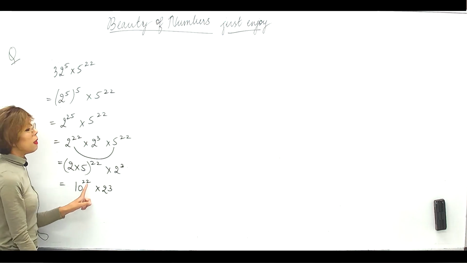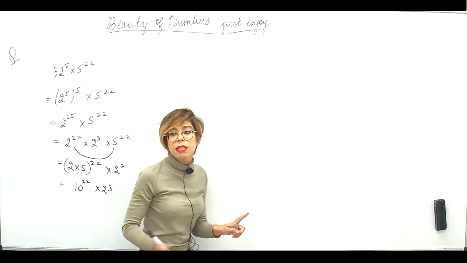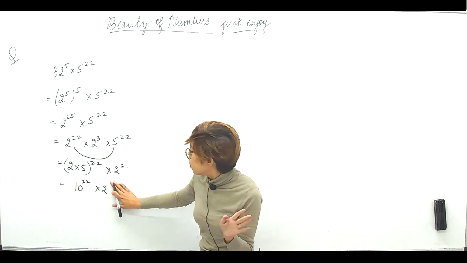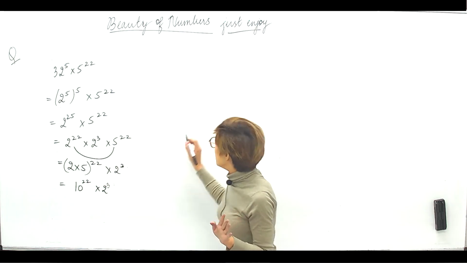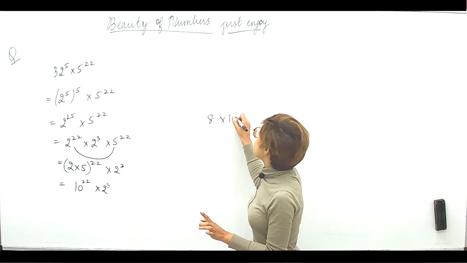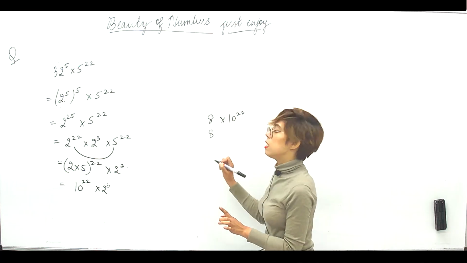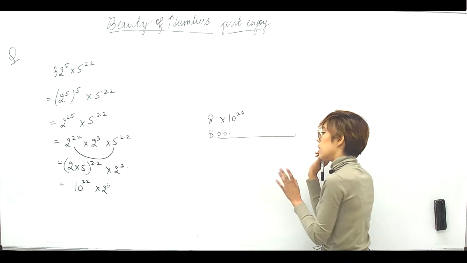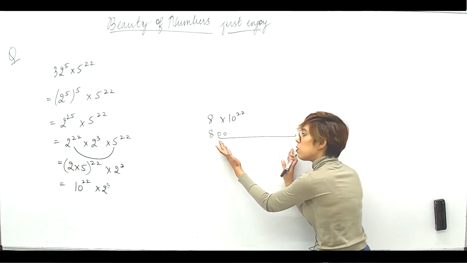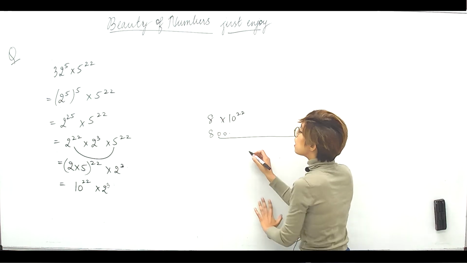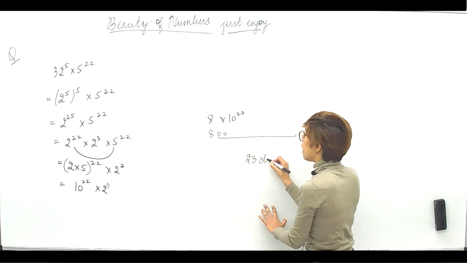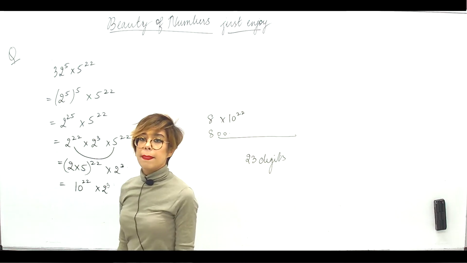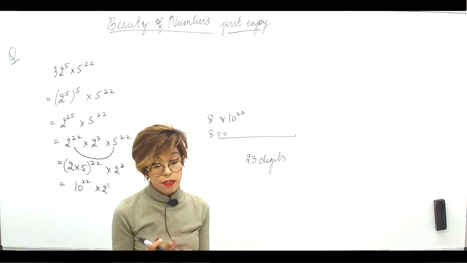Now 10 raised to 22, that means the digits I can count. How many zeros are there? 22 zeros, right? And this number is what? 2 cube. So that is 8 into 10 raised to 22. That means 8 succeeded by how many zeros? 22 zeros basically, right? So number of digits, 22 zeros and then one number here. So that means 23 digits will be there in the decimal expansion of this. That's it. Presence of mind, and your answer should be there.